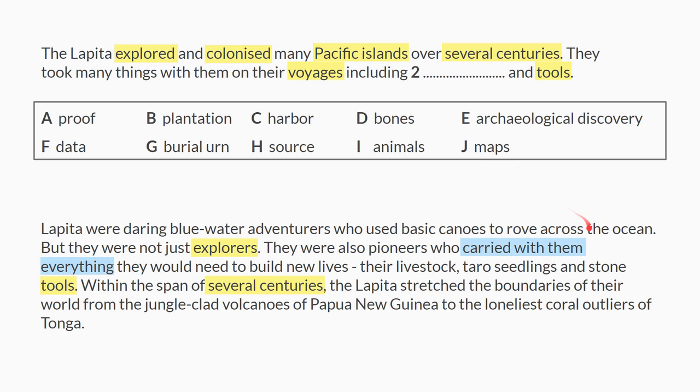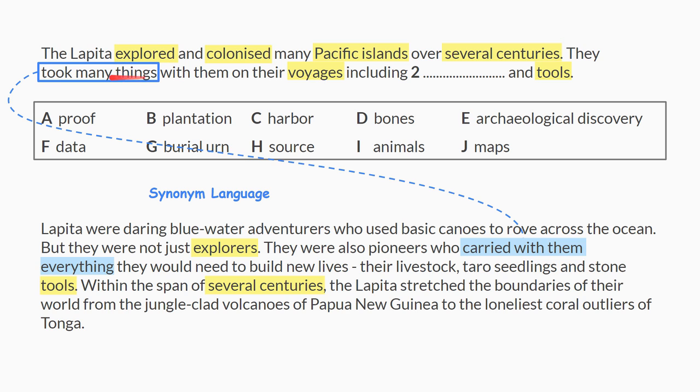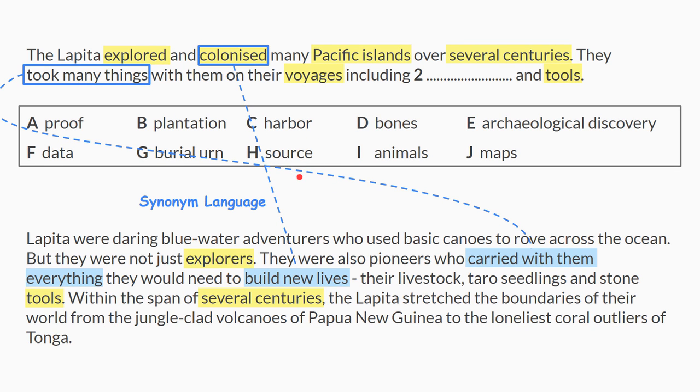I also see these synonym words, carried with them everything. They carried everything. Well, that is synonym language for they took many things with them. They carried many things with them. That is synonym language. There's also another synonym language over here, to build new lives. I mentioned that before. That means to colonize. To settle down. To build new lives, to colonize means to settle down. So this is going to be our matching sentence where we're going to find our answer. So let's go ahead and read it now.